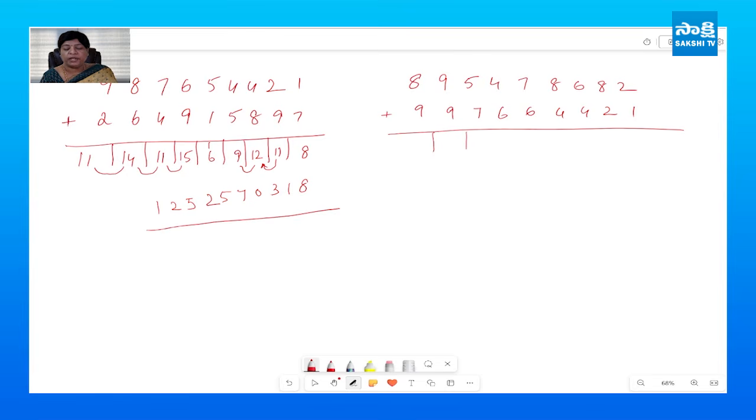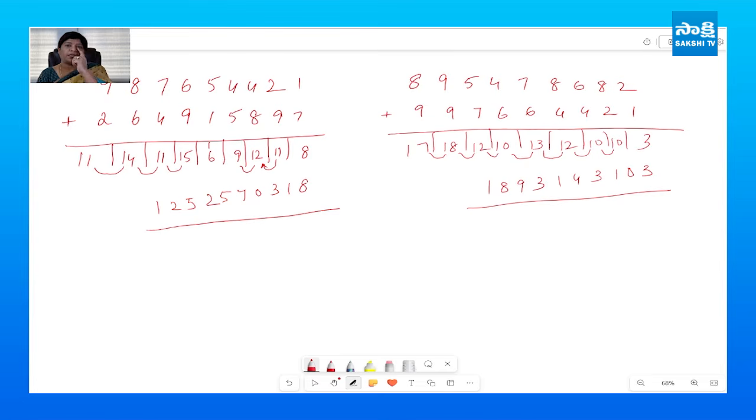Let's solve the other problem too. So again, I start with the line separator. First thing is I draw a line separator, and then I'll just add from the right hand side. So 3, 10, 10, 12, 13, 10 again, 12, 18, 17. So I retain 3, I retain 0, add 0 and 1, add 1 and 2, 1 plus 3, 1 plus 0, 1 plus 2, 1 plus 8, 1 plus 7 and 1. So the final answer is 189314310.